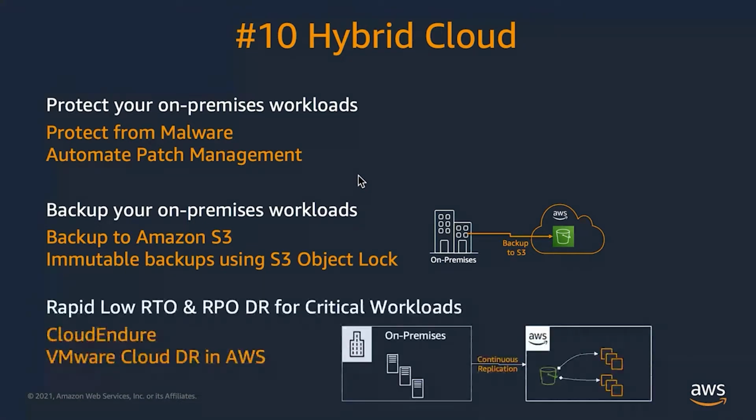For critical workloads that require rapid recoveries and replication in minutes, consider using AWS CloudEndure or VMware Cloud DR in AWS. If you have lots and lots of VMware virtual machines and you need to continue to use VMware VMs even after a disaster, you could use VMware Cloud DR.